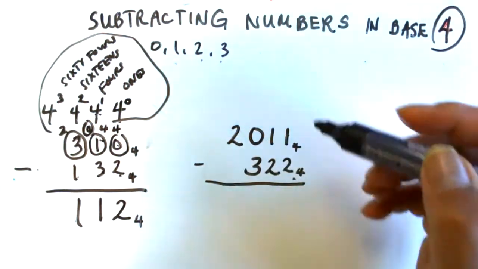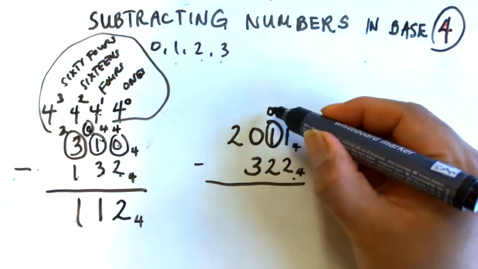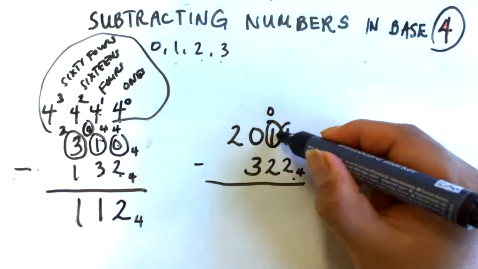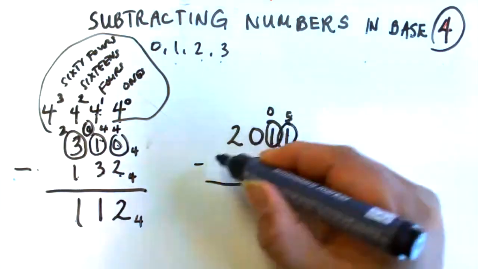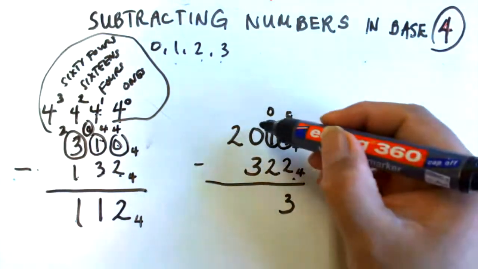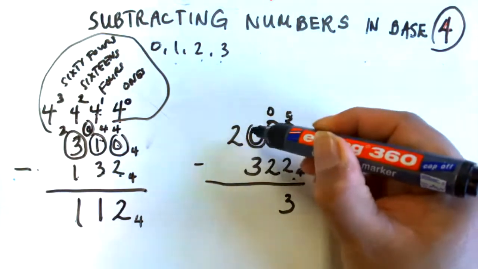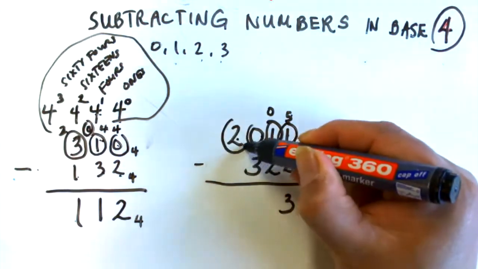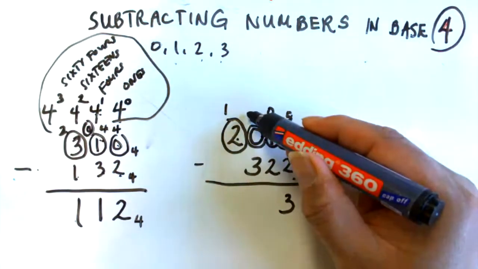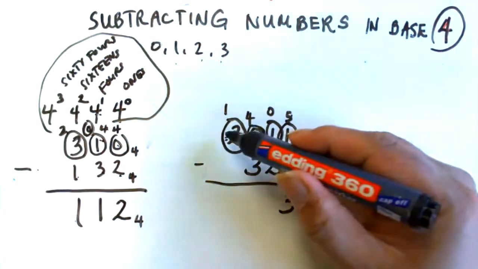So 1 less 2, we cannot do it. So we borrow 1 in here, and that becomes a 0. The amount that we borrowed is 4. So 4 plus 1 is 5. 5 less 2 is 3. Now 0 less 2, we cannot do it. So we borrow from here, which we cannot do. So this one has to borrow from the next column. Now this one becomes 1. And this one now has 4 in it because it borrowed from this column.